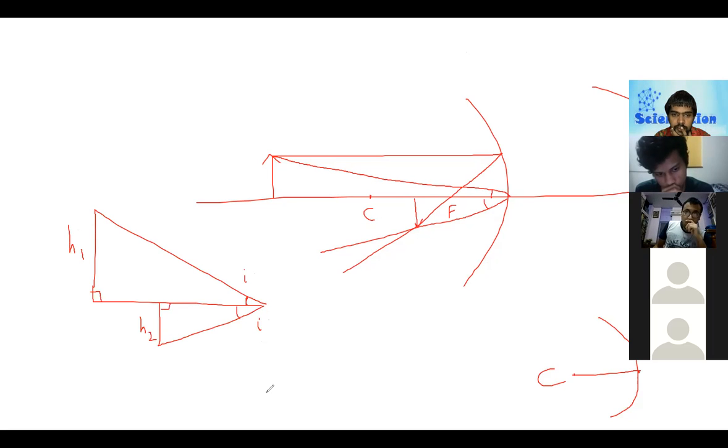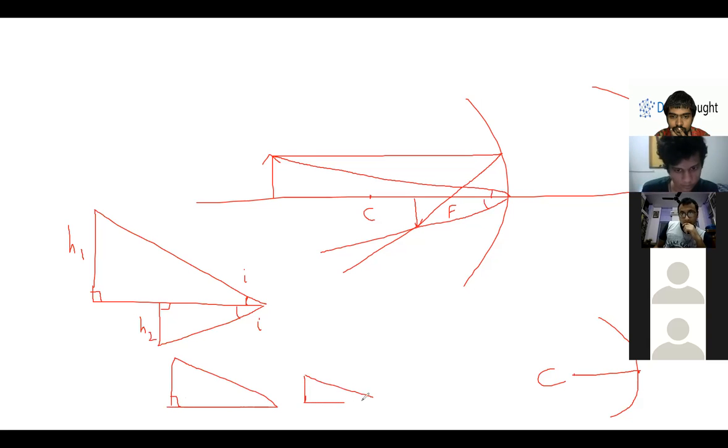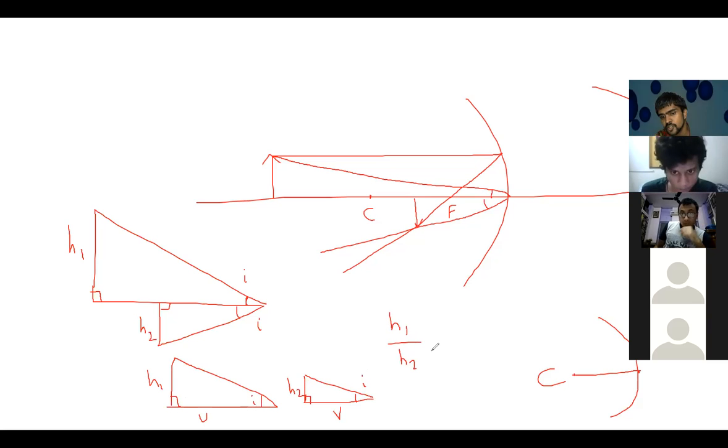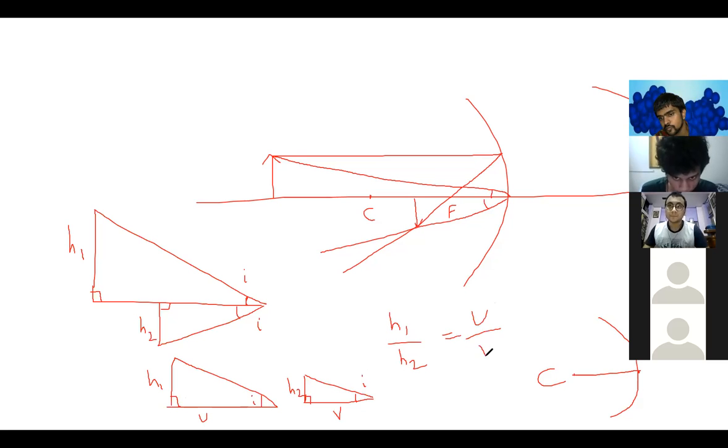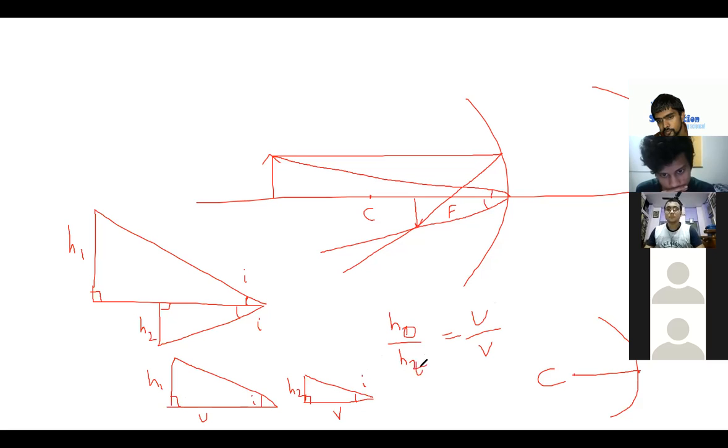What can I tell about both the triangles? Similar triangles. Bade miya, chote miya, no? They both have different sizes, but the same angles, the same shape. So what can I tell about H1, H2, U and V? H1 by H2 ratio will be the same as U by V. That is, height of object by height of image is equal to U by V.